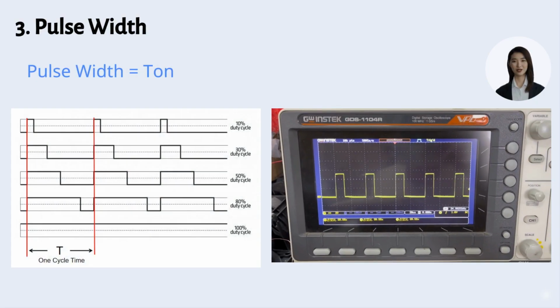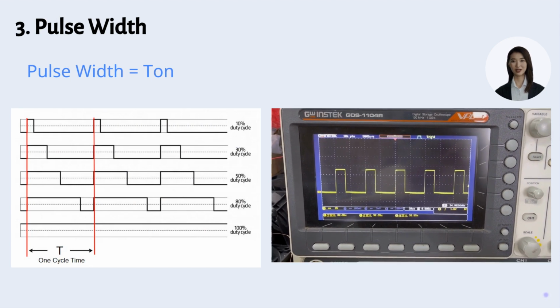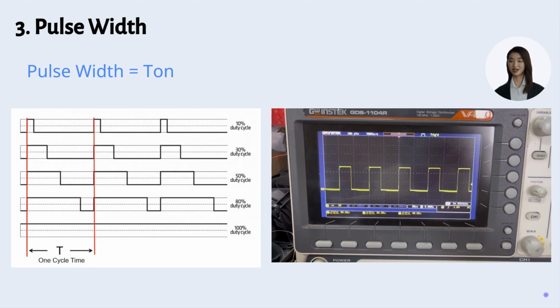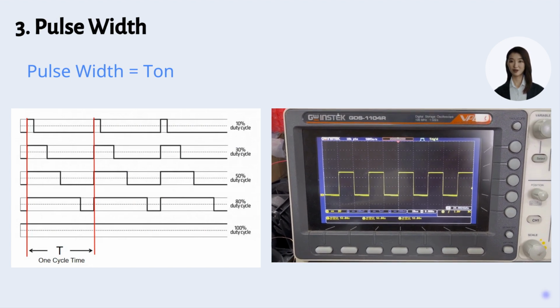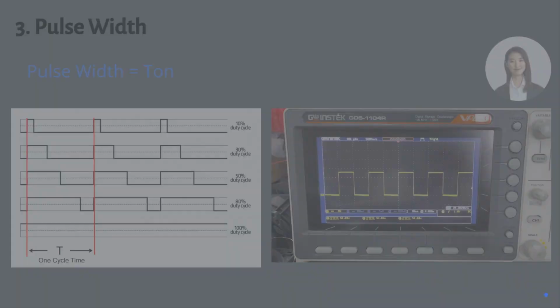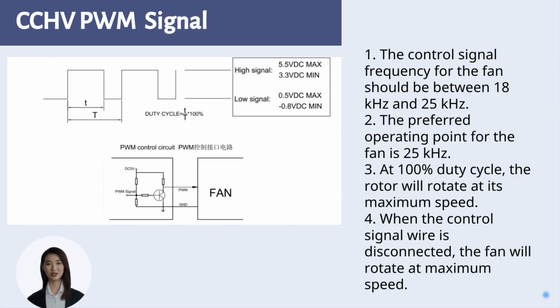Here we introduce another concept, pulse width, which is the time PWM signal remains on high level, on time, in one cycle. From the chart and video, you can see different output waveforms from different duty cycles. Here shows how our PWM signal works.